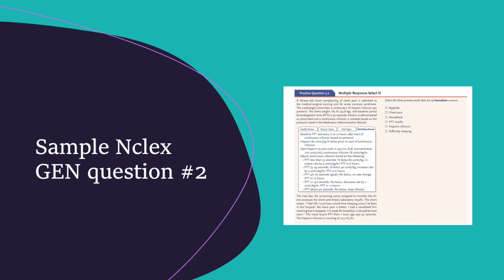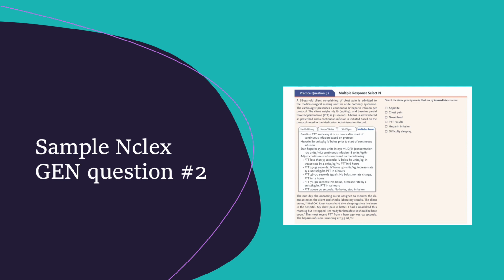First of all, we need to know what is heparin, and we need to know what is PTT. If we do not have the knowledge of those two things, guess what? We're kind of screwed, right? So it says a bolus is administered as prescribed and continuous infusion is initiated based on the protocol noted on the patient's MAR. Basically the MAR just shows you what to do when that patient's PTT comes back. So we really don't have to read that now until the end.